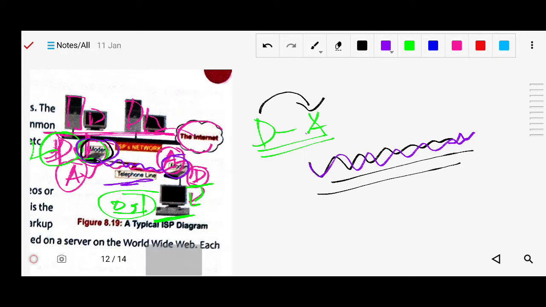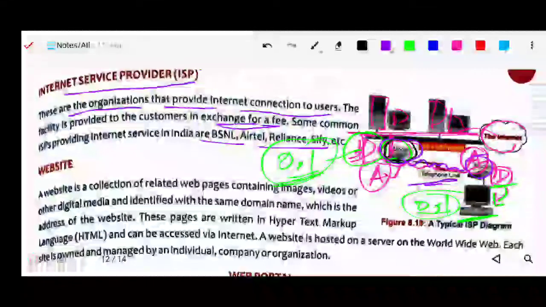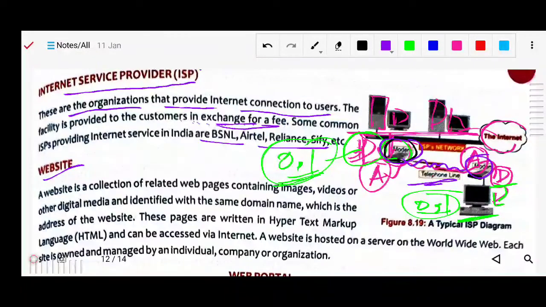Okay, so the use of this is the modem. Now next is your website. A website is a collection of related web pages containing images, video or digital media, and identified by a domain name, which are the addresses of the website. These pages are written in hypertext markup language and can be accessed via the internet.